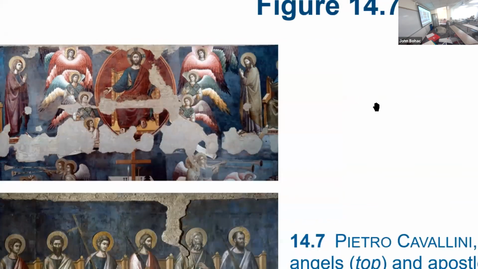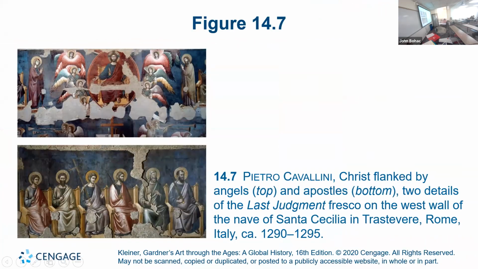This is where they're going. This is a fresco on the west wall of Santa Cecilia. And on the bottom, apostles with Christ in the center. And we're going for a kind of naturalism too, because in a lot of ways, in Byzantine times, you wouldn't have done this. You wouldn't make Christ the same size as the apostle. He would be huge. And so it's a kind of a humanization, if you will.